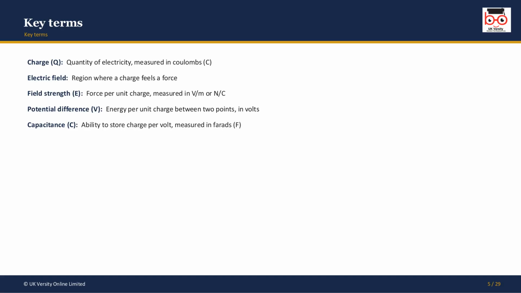Let's fix our vocabulary. Charge Q is the quantity of electricity in coulombs. An electric field is any region where a charge feels a force, and the field strength, E, is the force per unit charge, measured in volts per meter or newtons per coulomb. Potential difference, V, is the energy per unit charge between 2 points, in volts. And capacitance, C, is the ability to store charge per volt, measured in farads.